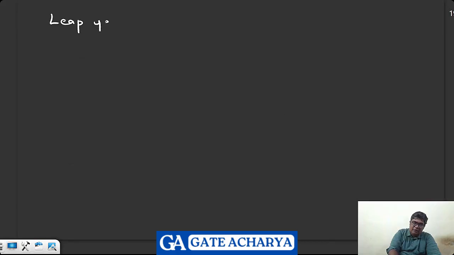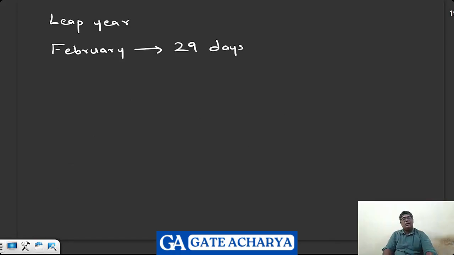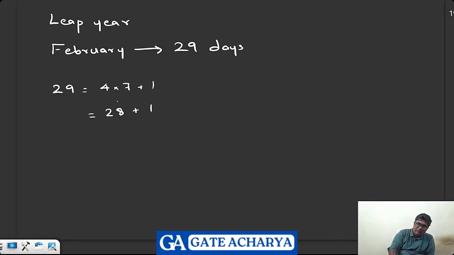In a leap year, the month of February will have how many days? 29 days. Now let's understand what happens in 29. So 29 days is actually what? 4 into 7 plus 1. Am I right? 4 into 7 is 28, plus 1. So there will be one day which will have a fifth occurrence.